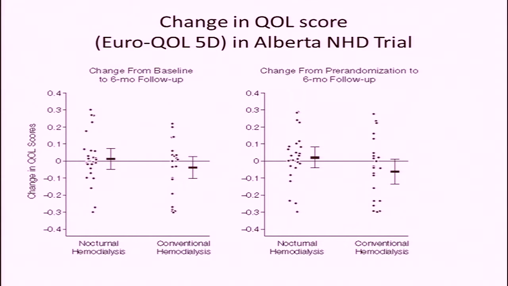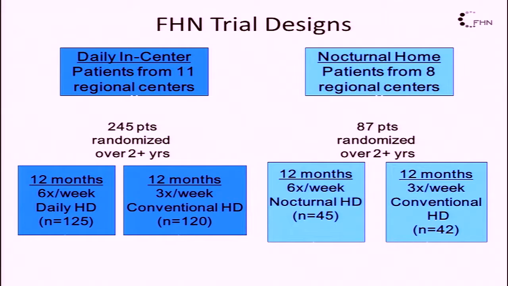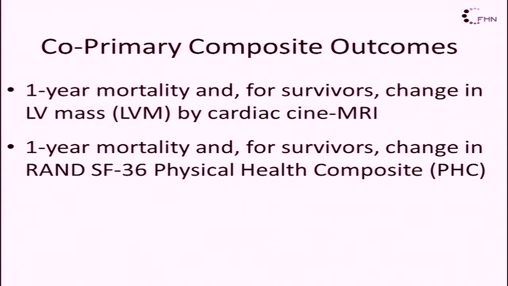The EuroQol 5D grossly has 5 questions addressing all aspects of quality of life. With that instrument, no matter how you looked at it, there was really no impact of nocturnal hemodialysis on quality of life as measured by the EuroQol 5D. These studies, in part, and a whole group of very smart folks, informed the design of the FHN trial, which looked at daily in-center as well as nocturnal dialysis. The 2 studies were randomized with an active control group. The co-primary composite outcomes were LV mass as well as quality of life.